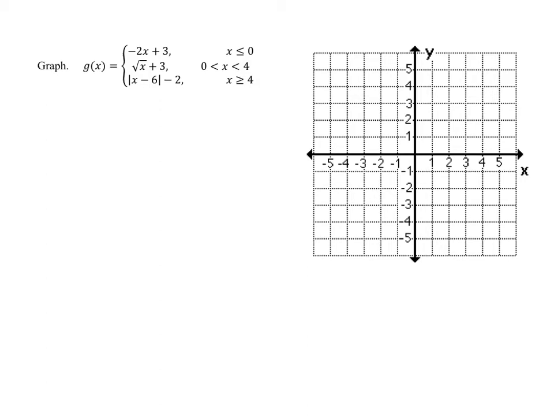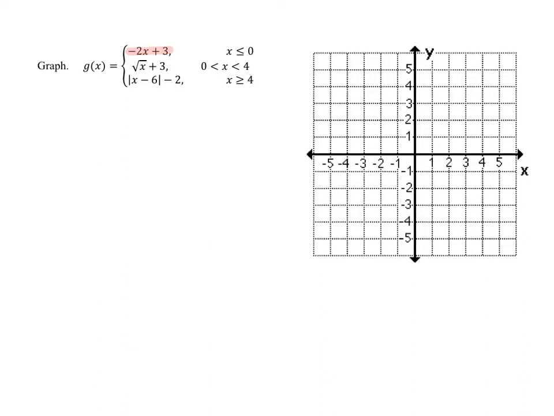In this example, we want to graph a piecewise defined function. And this piecewise function appears to have three pieces, so we will be graphing a portion of three different functions. So we'll start with the first piece, which is right here, negative 2x plus 3.